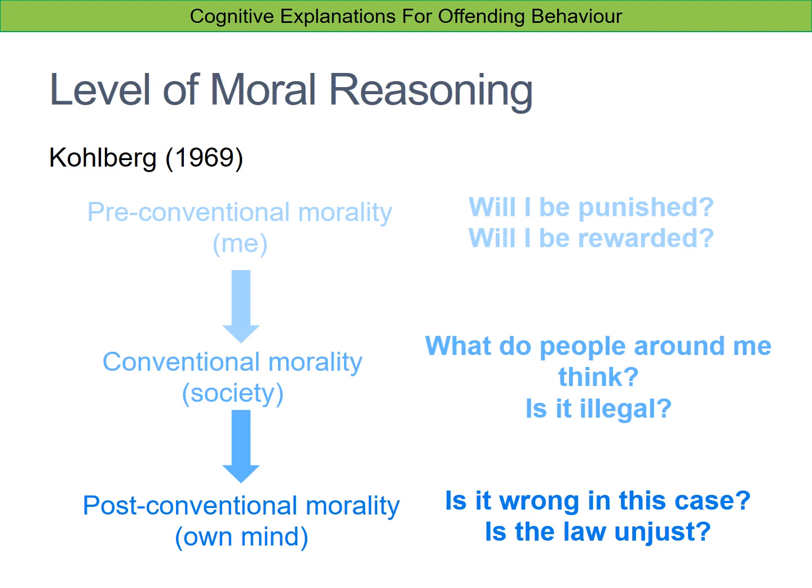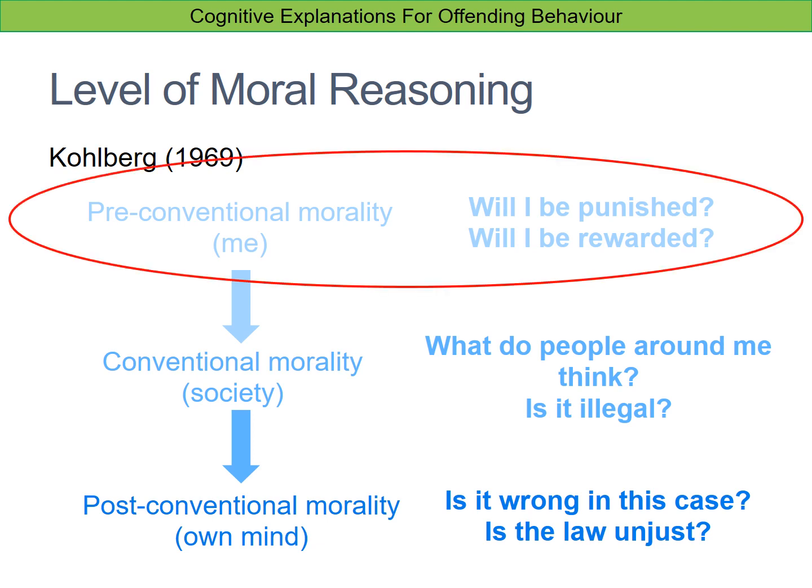Now, using Kohlberg's theory, it would make sense to suggest that those people who are at the pre-conventional stage of morality, i.e. will I be rewarded for this, will I be punished by this, would be the most likely to commit crimes. And this is because they're not considering anyone else around them, they're not considering society, and they're not considering whether their actions are globally right or wrong. They're just thinking about themselves and whether or not they would likely be punished or rewarded for carrying out that particular action. So it's people at this pre-conventional stage of morality that would be most likely to commit a crime.